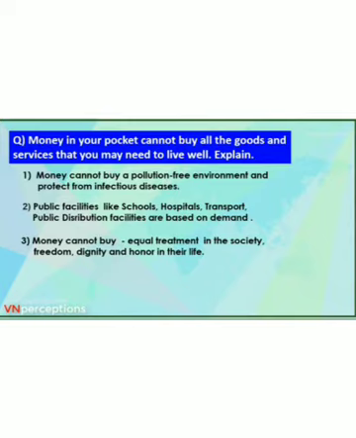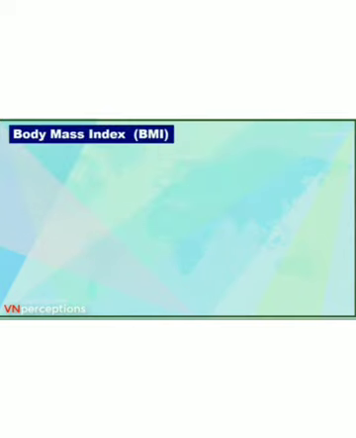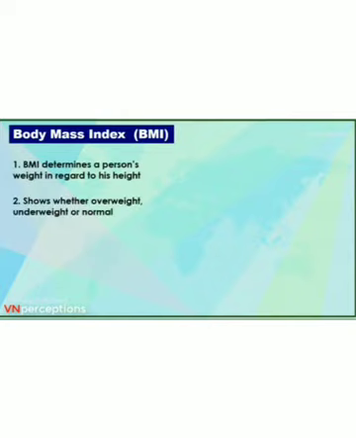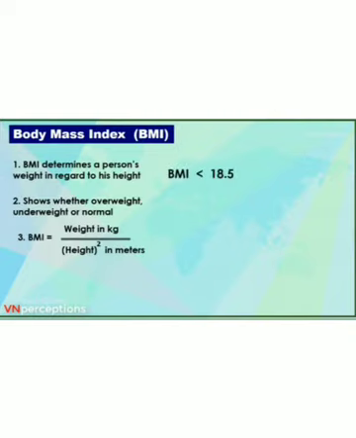Now to understand health better, we have body mass index. What is body mass index? Body mass index determines a person's weight in regard to his height. It shows whether a person is overweight, underweight, or normal. Body mass index is equal to weight in kg upon height squared in meters. So if it is less than 18.5, then he is underweight. If it is more than 25, it is overweight.